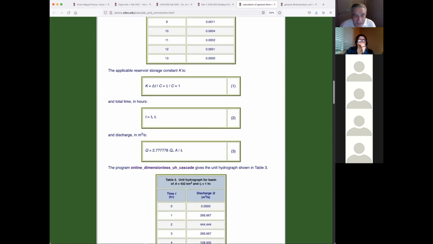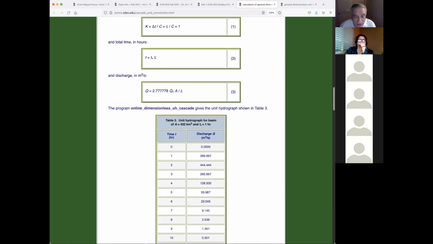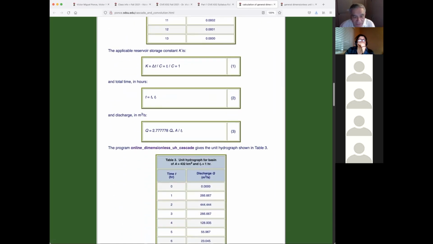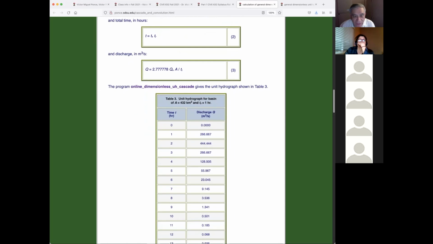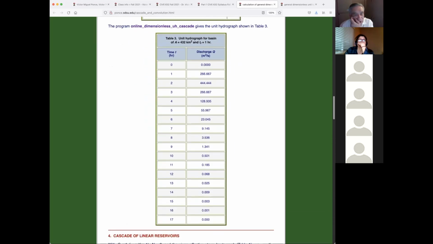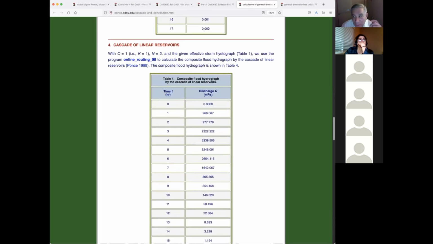Okay, and then the total time in hours, and we have the unit hydrograph. Then with that, we get this unit hydrograph for the basin that we have chosen, 432 in 1 hour. That's the hydrograph that is calculated. I know this could be confusing, but bear with me a little bit here.